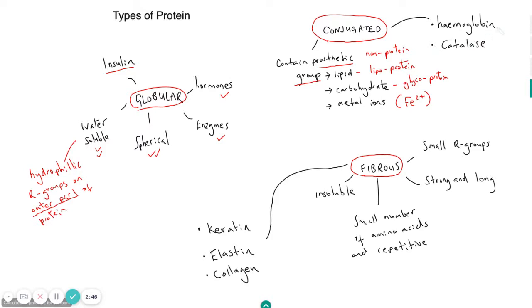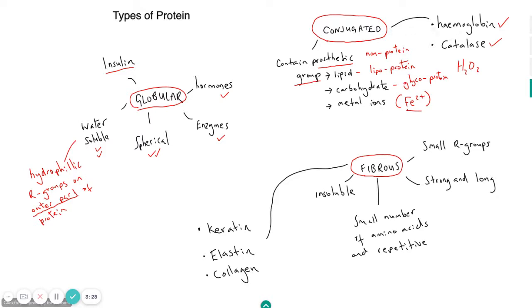The most obvious example is hemoglobin. Hemoglobin wouldn't be as effective at carrying oxygen if the iron ions, or the prosthetic groups, were not connected to this protein. And catalase as well. It's also got iron ions, but its job isn't to carry oxygen. Its job is to speed up the breakdown of hydrogen peroxide, H2O2, which your liver is producing, and it could kill us. So we have to be able to break it down really quickly.